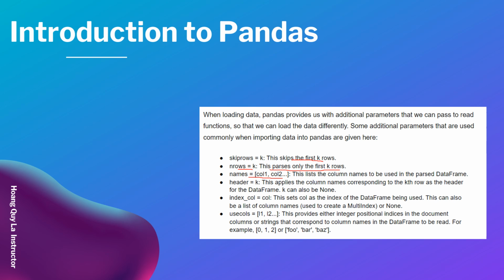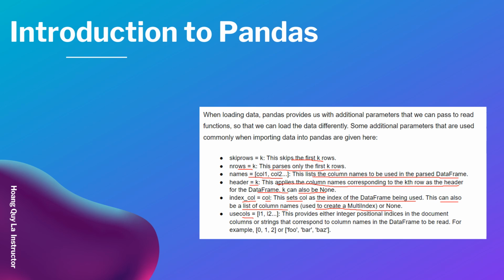names equal column 1, column 2 lists the column names to be used in the parsed data frame. header equal k applies the column name corresponding to the k-th row as the header for the data frame; k can also be None. index_col equal column sets the column as the index of the data frame being used. This can also be a list of column names used to create a multi-index, or None.